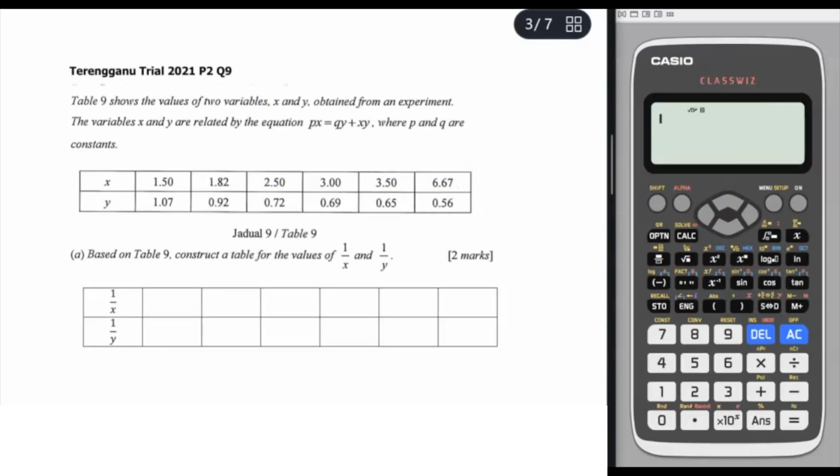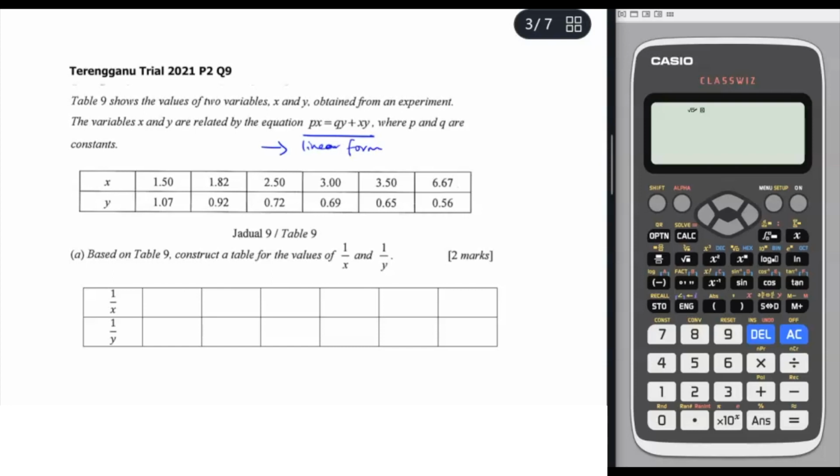Let's look at this question from Terengganu Trial 2021, Paper 2, Question 9. Table 9 shows the values of two variables, x and y, obtained from an experiment. The variables x and y are related by the equation px equals qy plus xy, where p and q are constants. For this one, we have to change this to linear form. So how to change it?